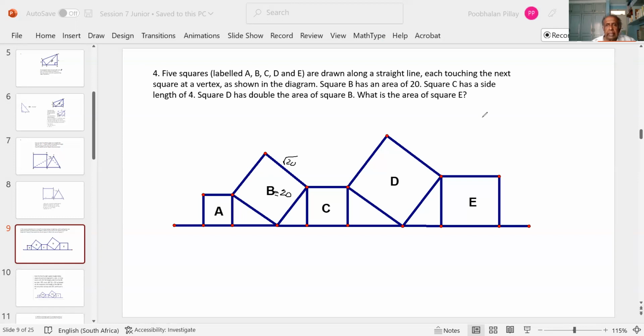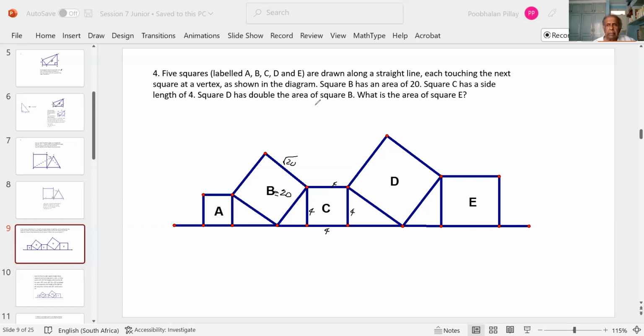Square C has side length 4. So in other words, the side length of all these is 4. Okay. So I use the next piece of information and I put it into my picture so that I can see what is said there.